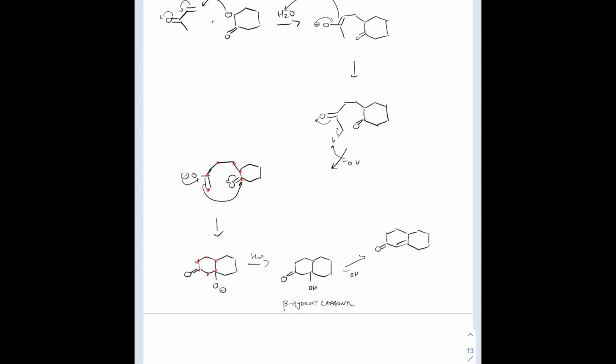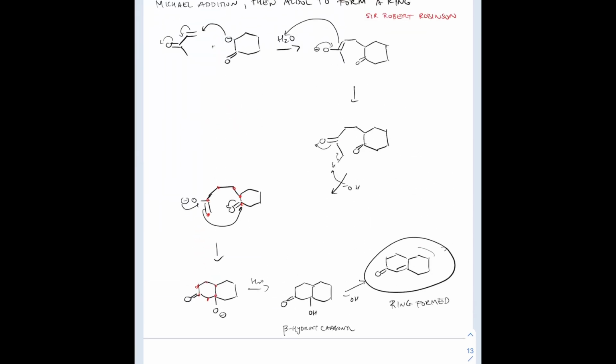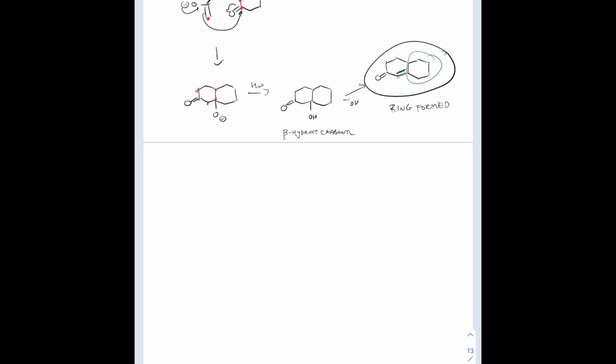This is a beta hydroxy carbonyl, right? In the presence of base, we get that deprotonation and elimination of the hydroxide. And so now we've got this ring that formed, hence Robinson annulation. And then we also have the alpha beta unsaturated ketone portion of it. Those are usually indicative of a Robinson annulation.